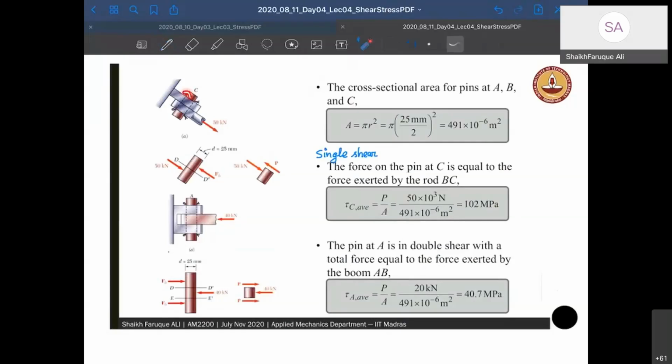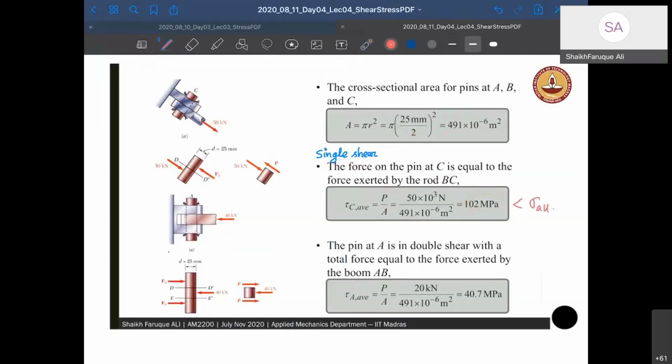If I draw a free body diagram of the pin, there is one force that is acting here, that is a 50 kilonewton. And then there will be a force acting here that will also be 50 kilonewton, right? Because it has to balance. So area is going to be, these pins are of 25 mm diameter, so it's going to be pi 25 by 2 whole square, 491 that comes out to be. And therefore, single shear, it's P by only one area. And you get 102. Okay, it's safe. It is lesser than sigma allowable.